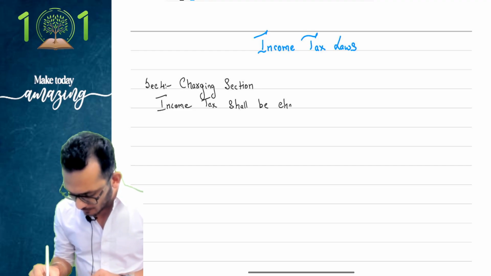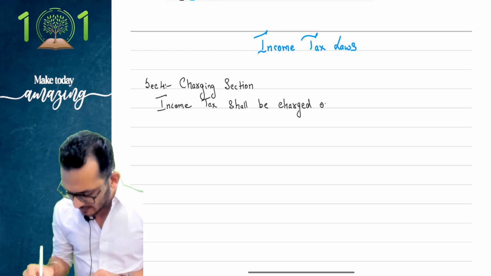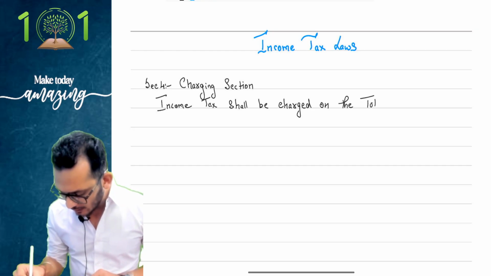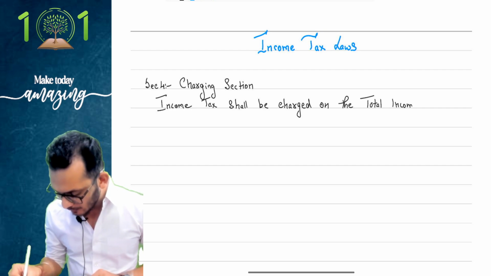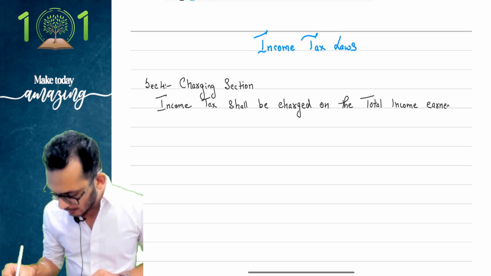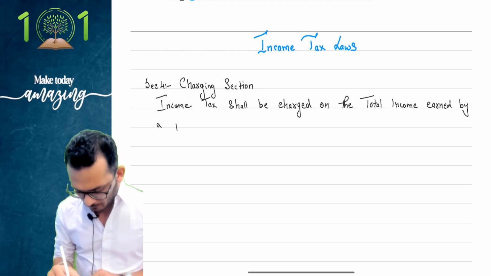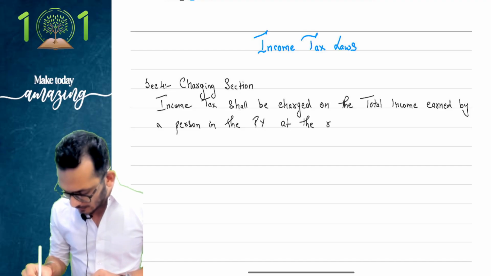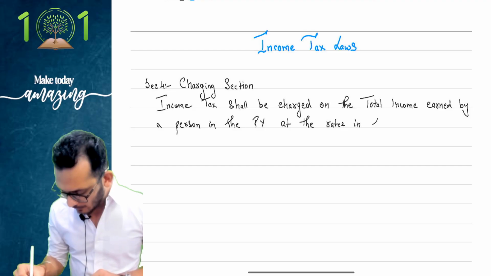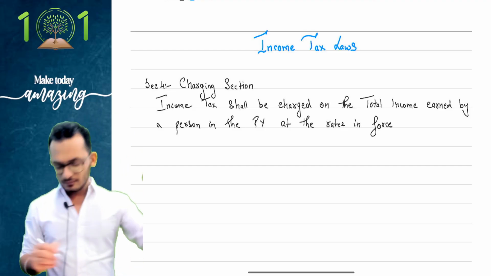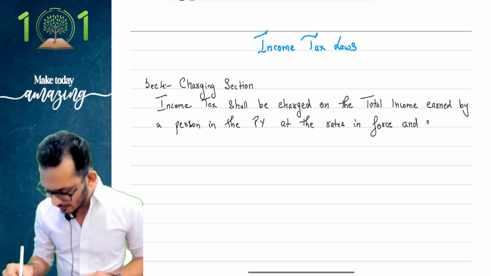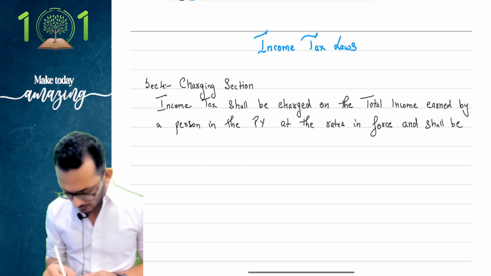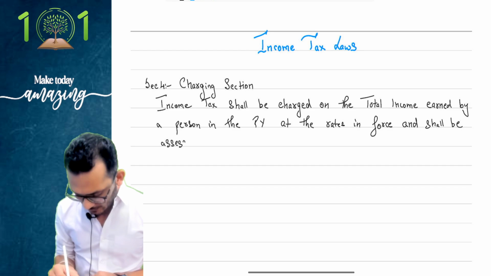People, close your books. Income tax shall be charged on the total income earned by a person in the previous year at the rates in force, and shall be assessed in the assessment year. People, what do you mean by rates in force? This is what the definition is.